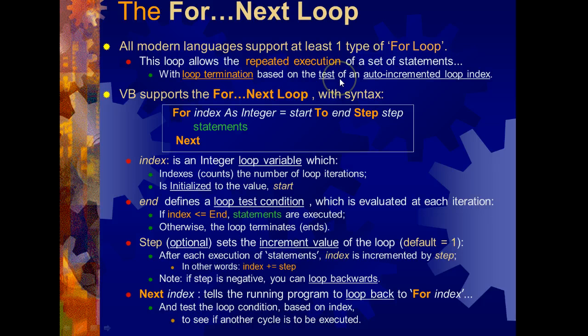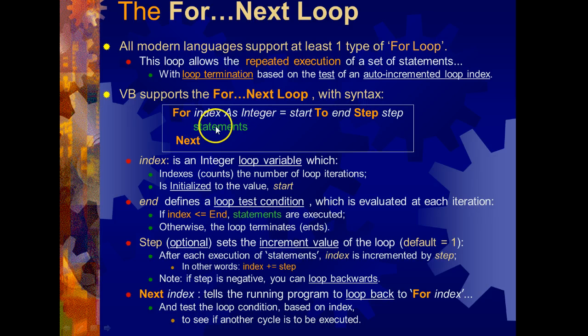Based on the test of an auto-incremented loop index. This is called the index, so I. We used I so far. Okay, so this is the general format of a for loop. For the index, we used I as integer equals 1 to 10 step 1. So this was 1, this was 10, and this was 1. I think we also did 0, 10, and 1. And then these keywords, to and step.